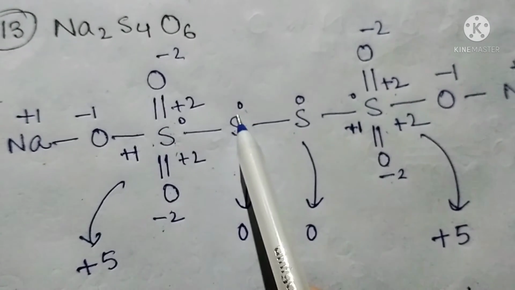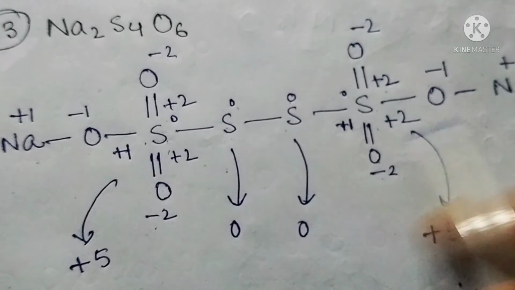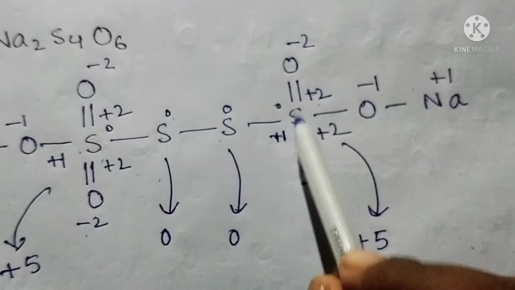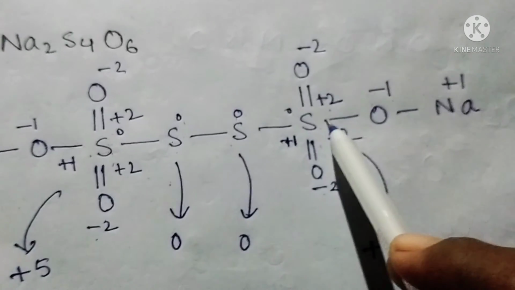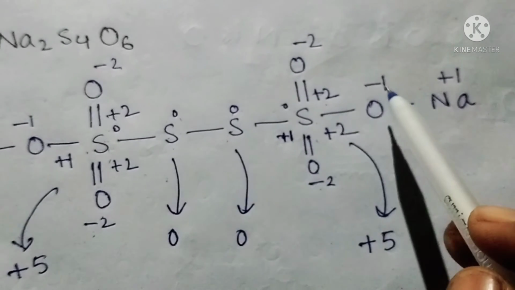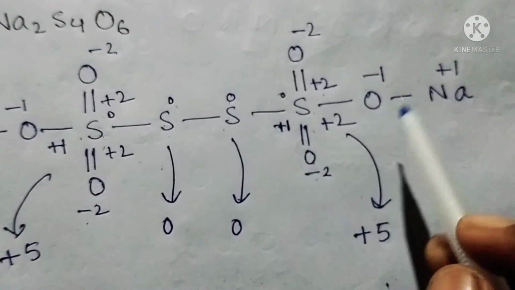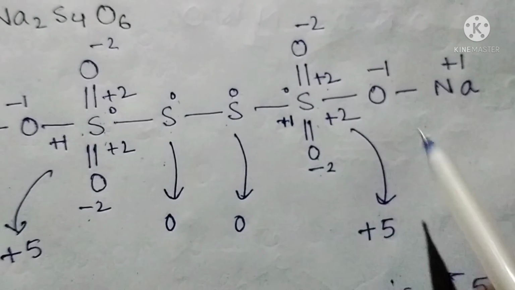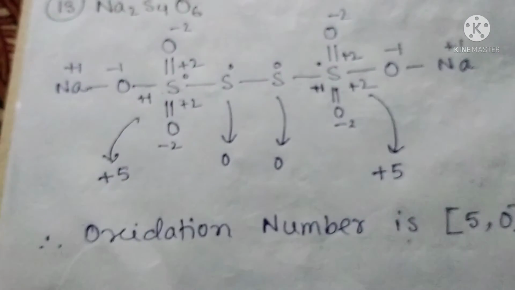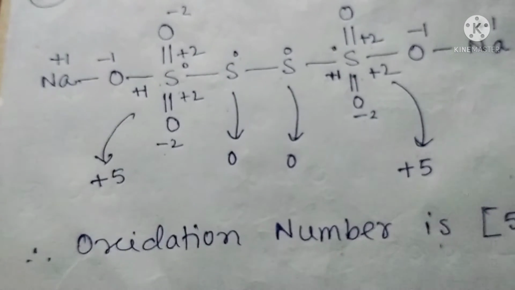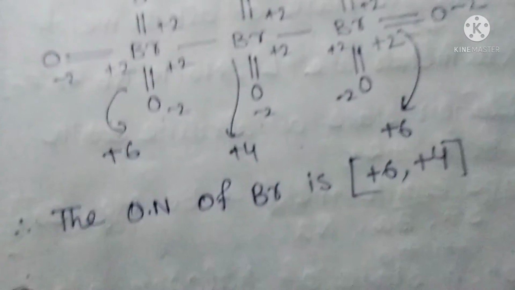Now this sulfur is 0, this is 0 and here S double bond O, single bond O, -2 +2, -2 +2, -1 +1. So the oxidation state of this sulfur is +5. So the oxidation numbers are +5, 0. Now let's take the next example.